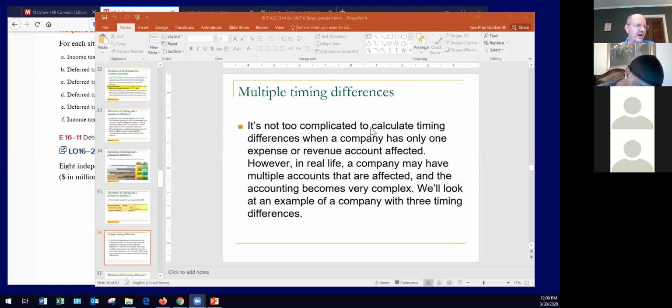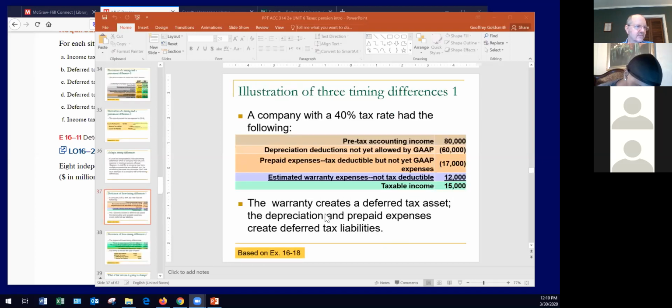It's not too complicated to calculate timing differences when a company has only one expense or revenue account that's affected. However, in real life, a company may have multiple accounts that are affected, and the accounting becomes very complex. So let's look at a company that has 3 timing differences. And so again, this is based on the old textbook with a 40% tax rate, but the principle is still the same now.